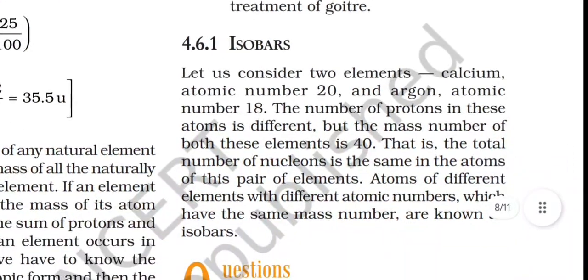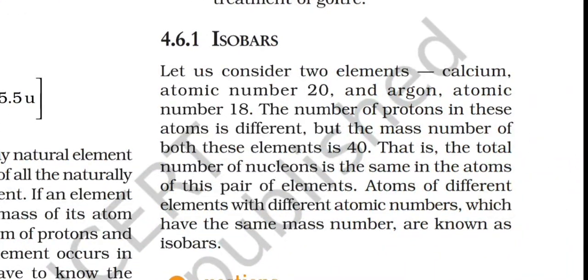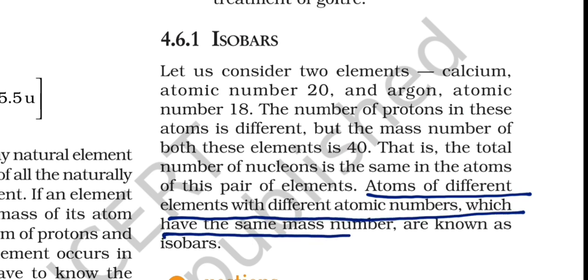Next and simple point is isobars. In the exam, a question of about 2 or 3 marks on isotopes and isobars can be asked by your teacher. So what are isobars? Isobars is also a very simple concept. Atoms of different elements with different atomic numbers which have the same mass number are known as isobars. It is actually the vice versa of isotopes. Isobars are different elements with different atomic numbers.